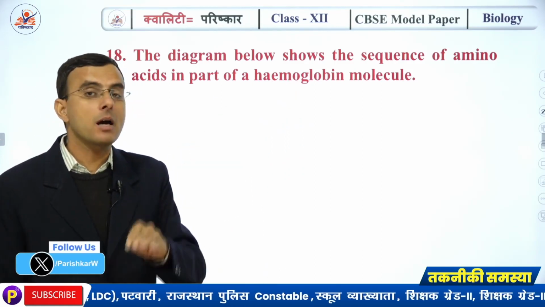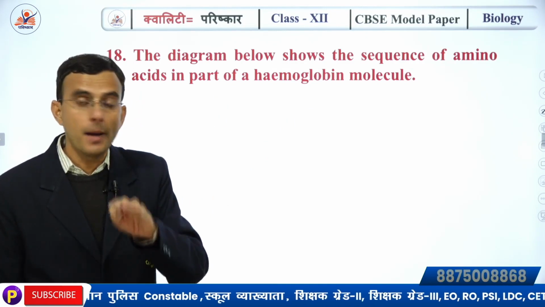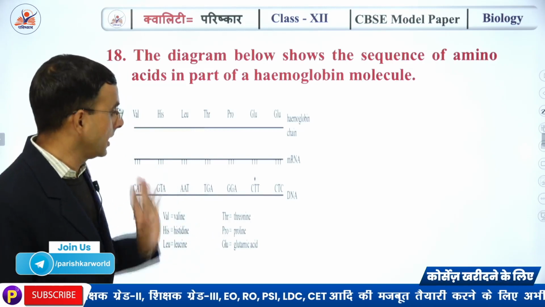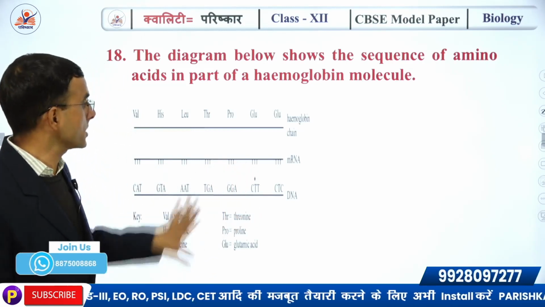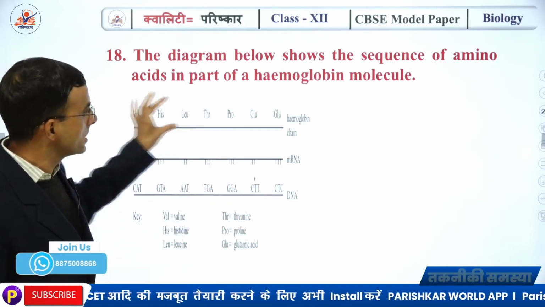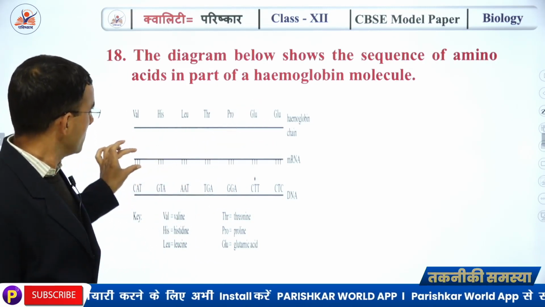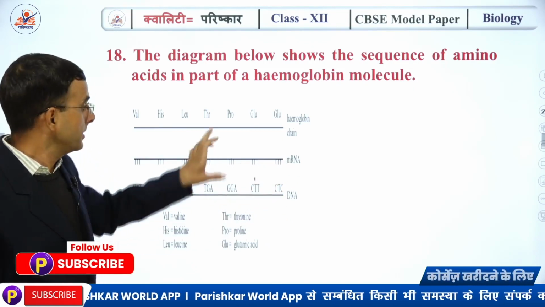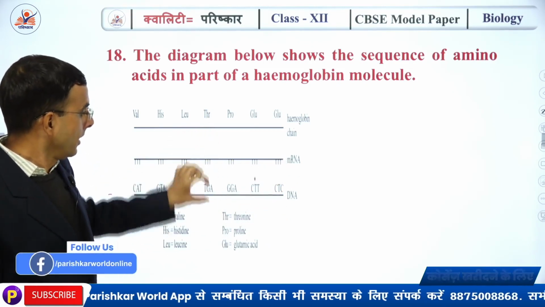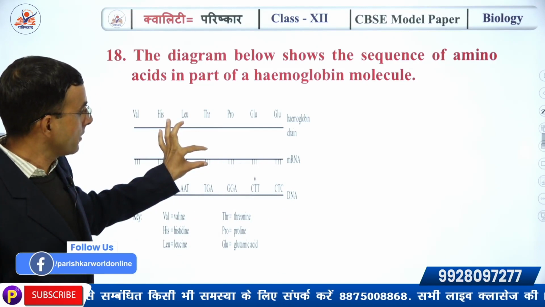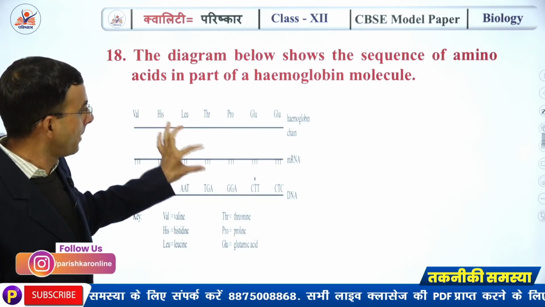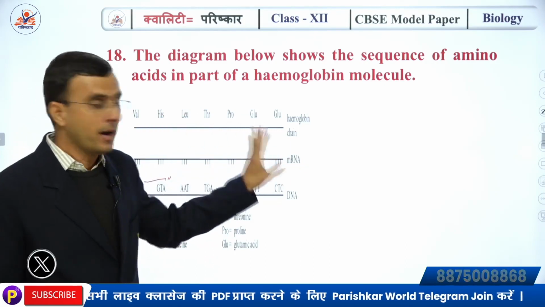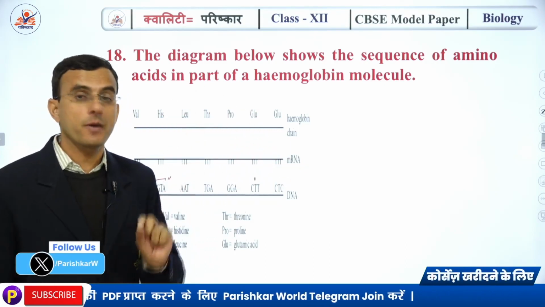That means they are made up of amino acids, in a particular sequence of amino acids. Look at this one. This is the hemoglobin chain. This one is the mRNA which is carrying the information. This is the central dogma. The DNA information is expressed in the form of mRNA, and that mRNA is ultimately expressed in the form of a protein, which is the feature of a character.